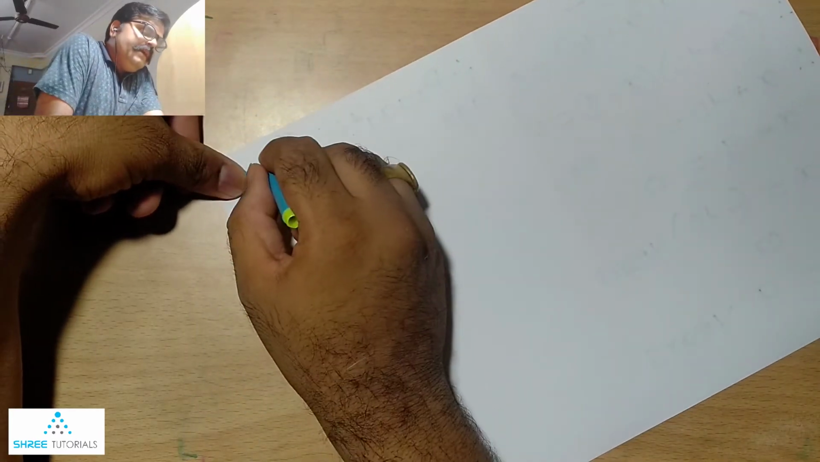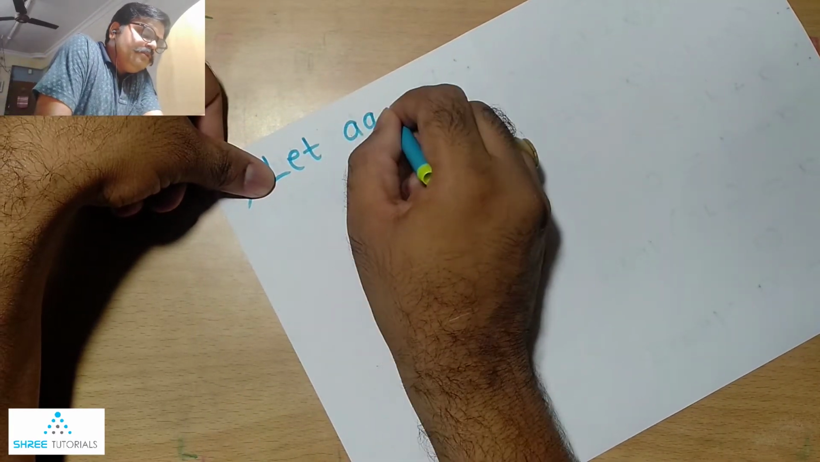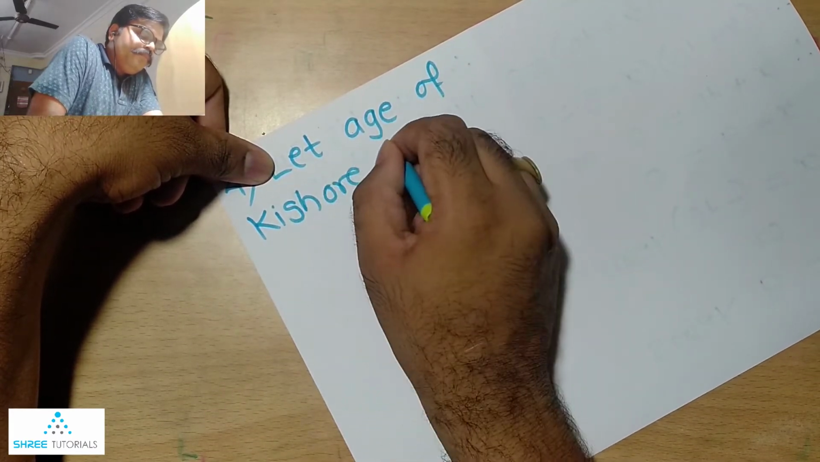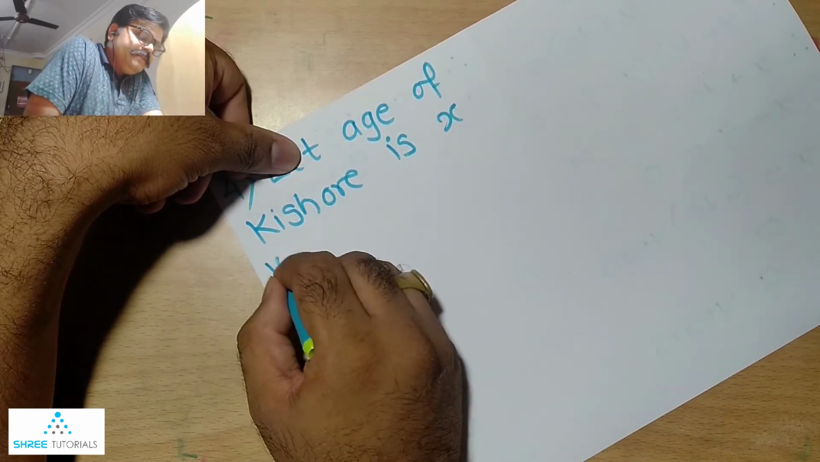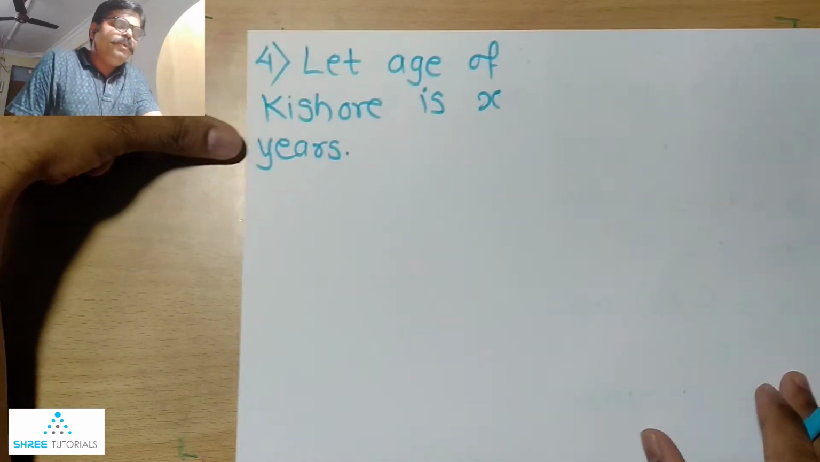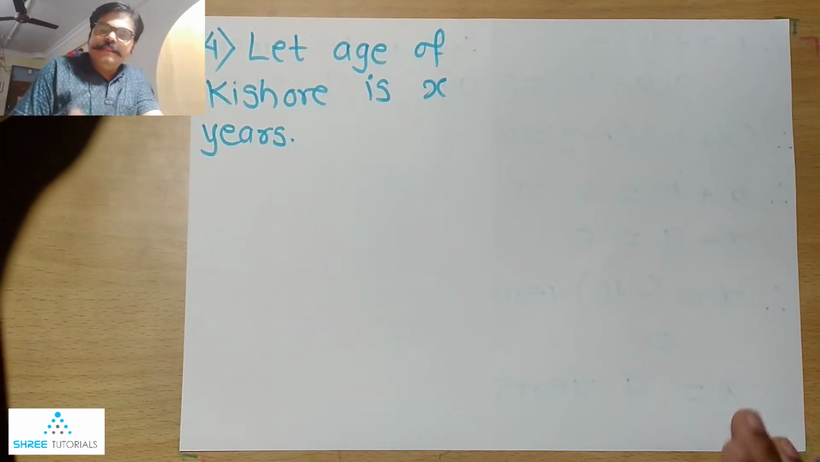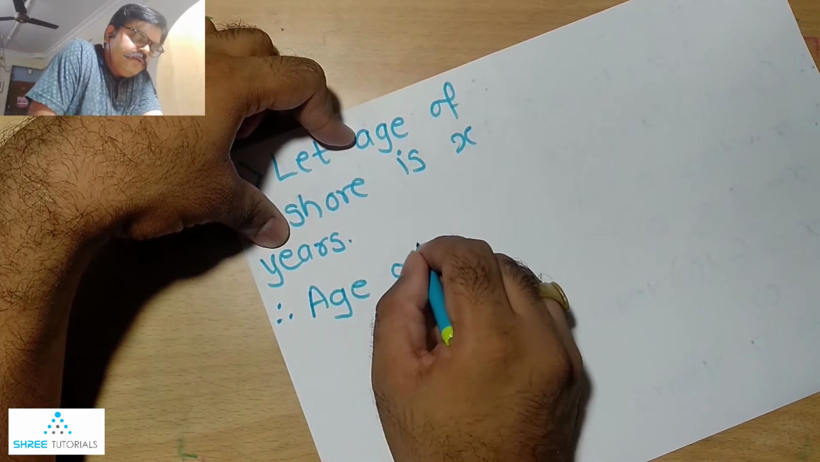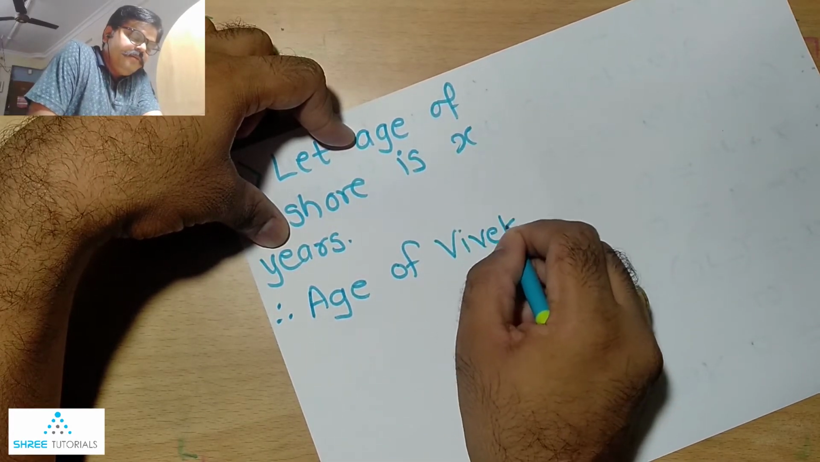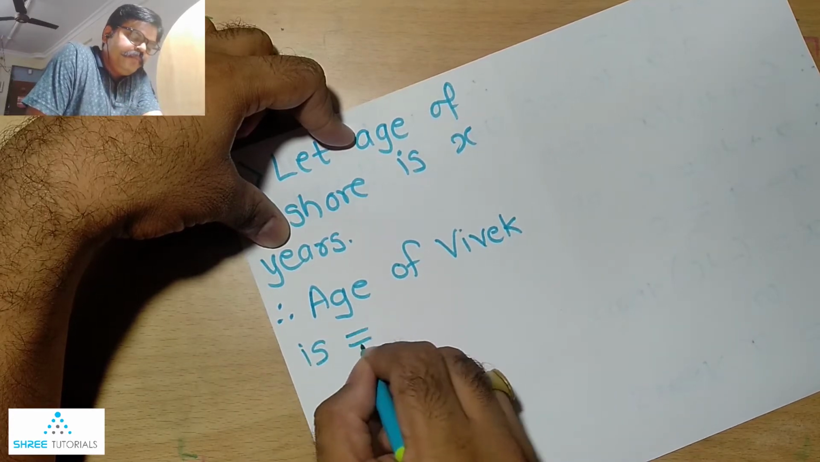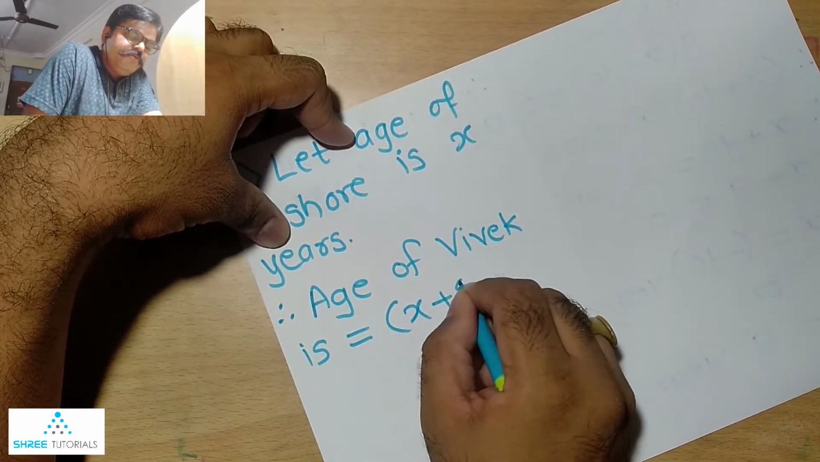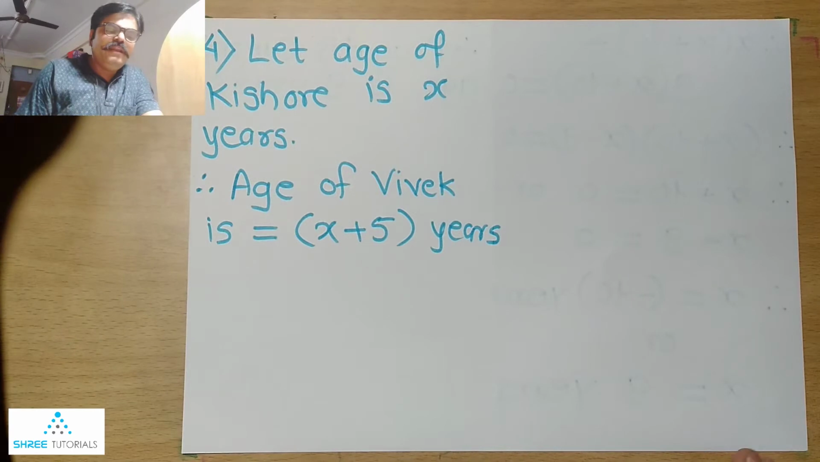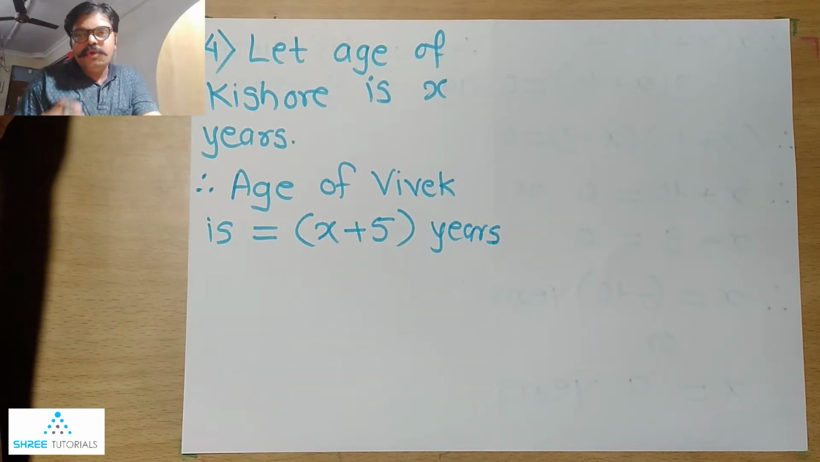Okay, so let the age of Kishore be x years. Kishore's age we have assumed over here, and therefore the age of Vivek will be x plus 5 years. Why so? Because in the question itself they have given that Vivek is older than Kishore by 5 years.